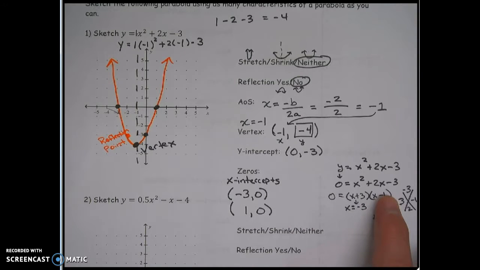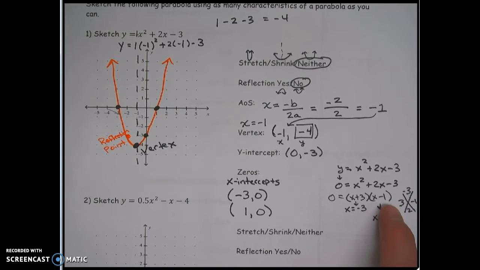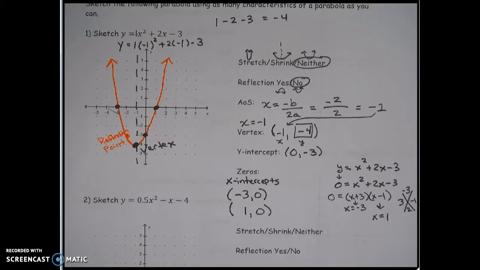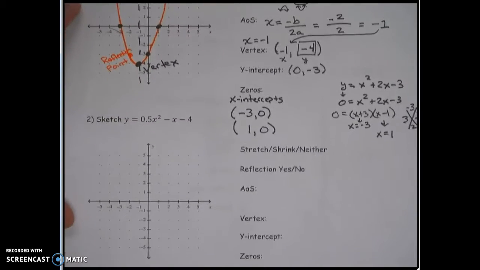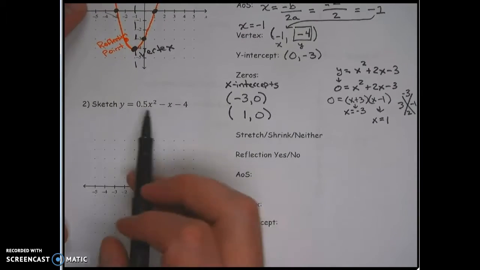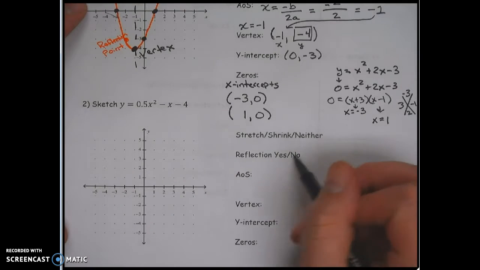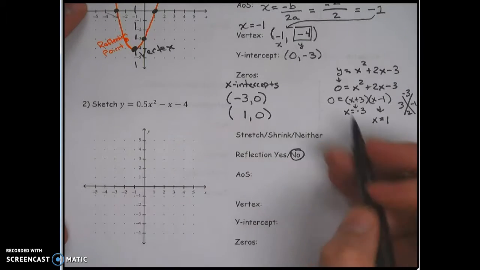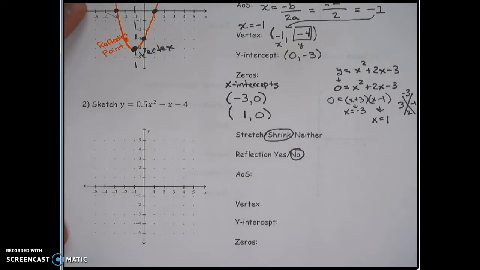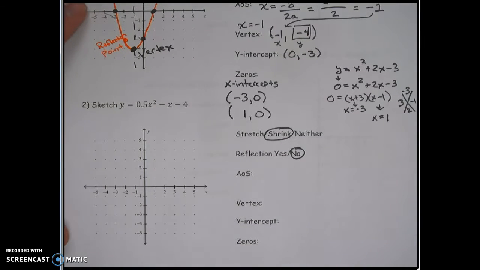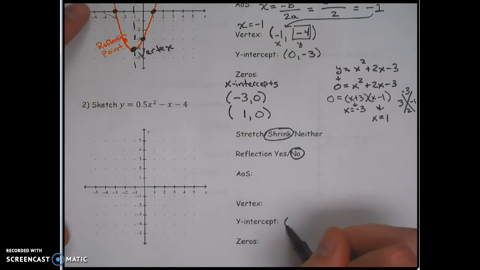Now if factoring didn't work, or we didn't know how to factor it, then maybe we'd have to use the quadratic formula. So the next example is one where we might have to use the quadratic formula, but we'll go through it much quicker. If we look at number 2, it's a 0.5. It's positive, so it's not a reflection, but it is a number between 0 and 1, so we're going to say it's a shrink. The y-intercept is negative 4.